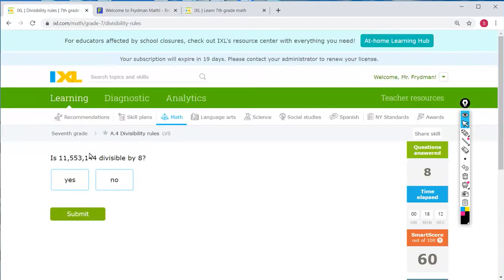Okay, so let's apply that rule to this number. The 3-digit number at the end is 144. Is 8, or does 8 go nicely into 144? Is 144 divisible by 8? Well, let's check that with some long division here. So I'm going to do 144 divided by 8. 8 does not go into 1, so I can put a 0 there. 8 times 0 is 0, subtract 1.